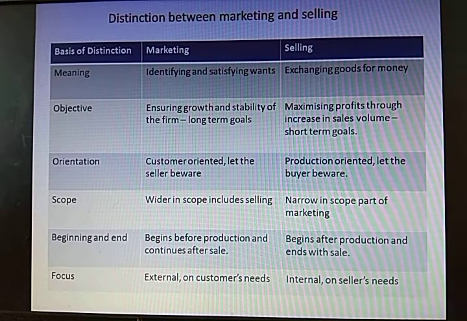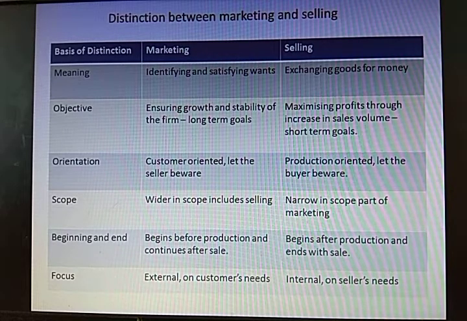Let us see the very first point of distinction, that is meaning. As per the meaning, marketing means identifying and satisfying the wants. Identifying and satisfying wants of whom? Of course, of the potential customers. Then what is the meaning of selling? It is exchanging the goods for money. That's it. The second point is objective.